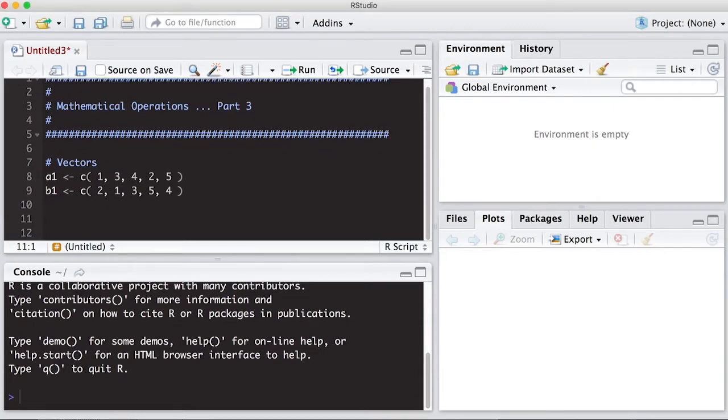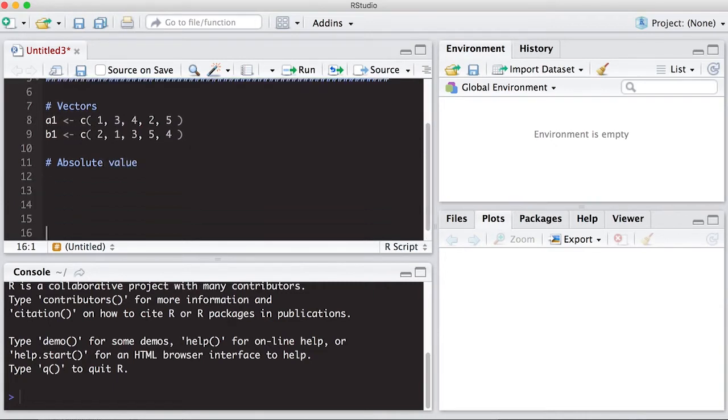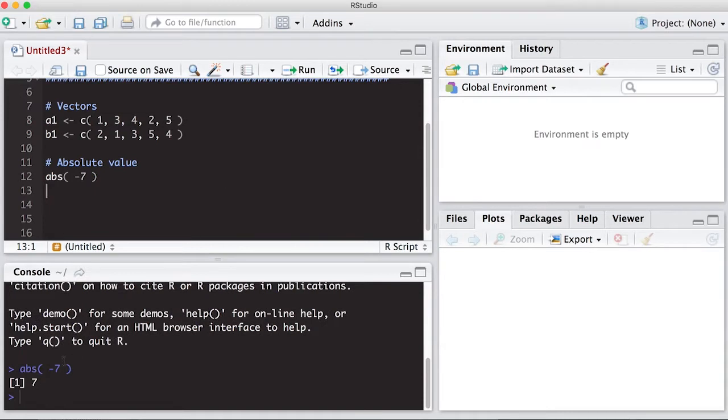All right, so let's look at some simple functions that are really useful. First is absolute value. Here ABS is the function, and if I put in -7 and I run this, I get back 7. Now, you can do this with a vector as well.